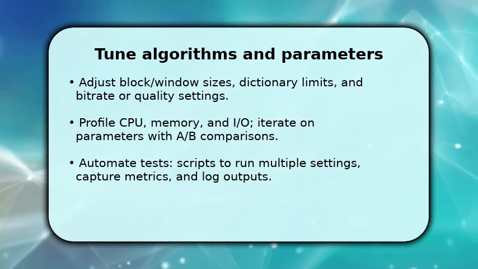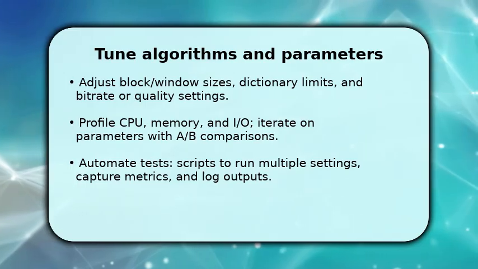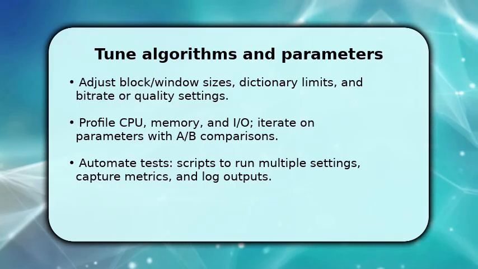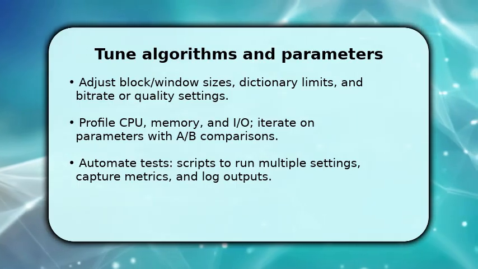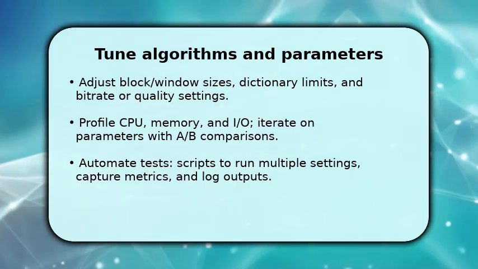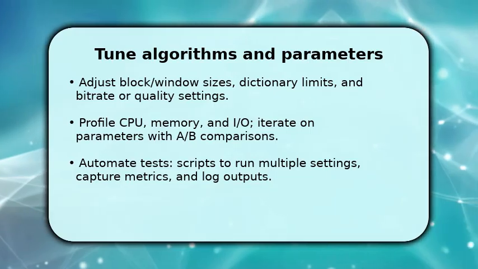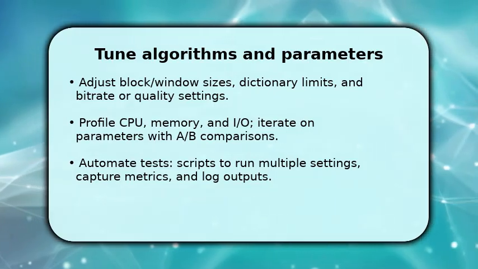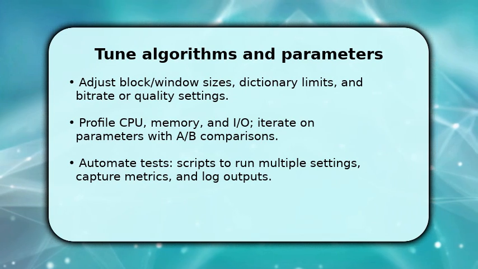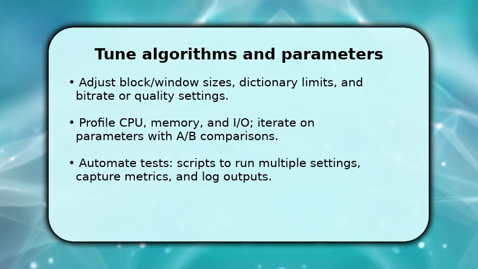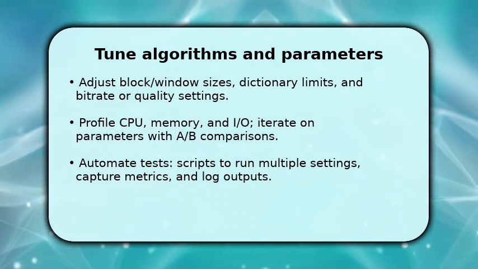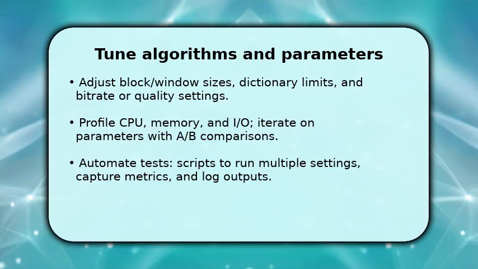While doing this, profile CPU, memory, and disk I/O so you spot bottlenecks. Use A/B comparisons to validate improvements. Once you find promising combos, automate tests with a script that runs multiple settings and logs size, time, and quality metrics. This systematic approach prevents guesswork and accelerates convergence.